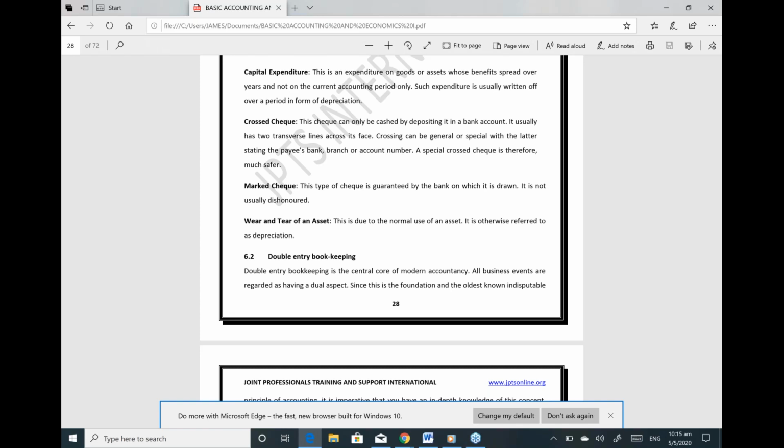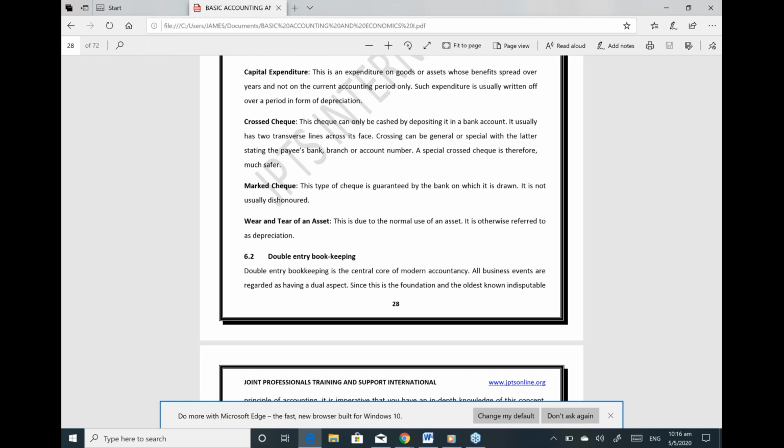Then don't forget my assignment: differentiate between insolvency, liquidation, and bankruptcy. Then also, what is the essential difference between the debit and credit note? We've treated some of them today, so you must know it.